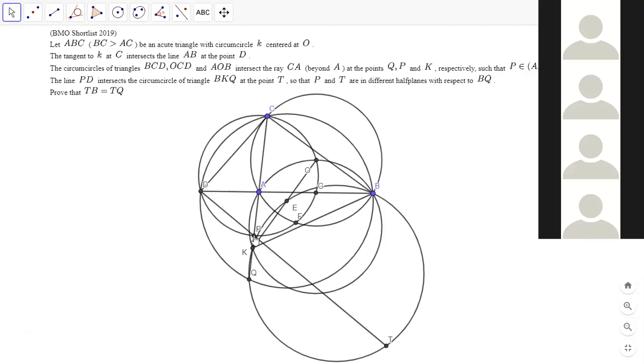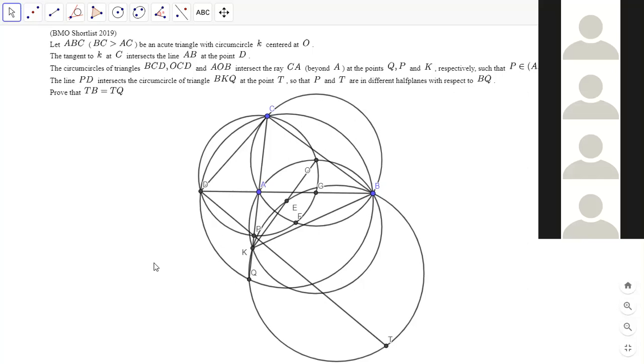So AD times AG is equal to AP times AC, and AG is a half of AB. AP is a half, but AD times AB is equal to AC times AQ. So P must be the midpoint of AQ. Okay. So we use power of a point to show that P is the midpoint of AQ.